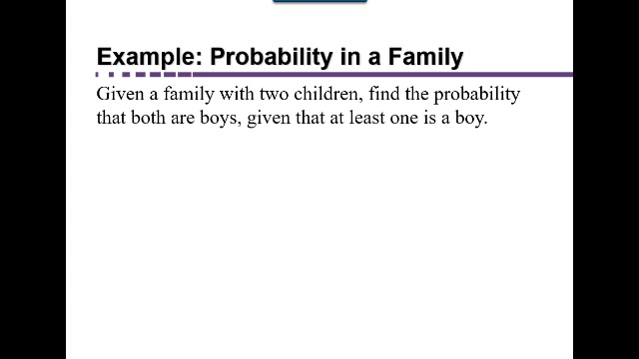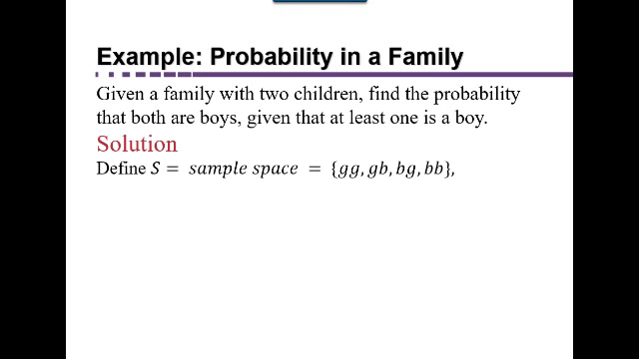So let's look at an example. Given a family with 2 children, find the probability that both are boys, given that at least one is a boy. Okay, so when you're working a problem like this, it's really important to identify the sample space, the original sample space. And when you see the word given, that's an indication that we've restricted the sample space down to just part of it.